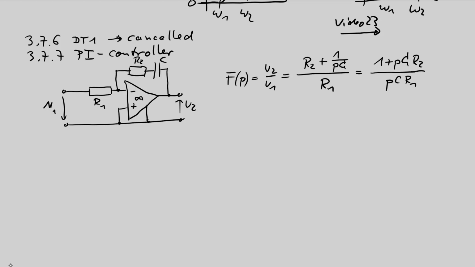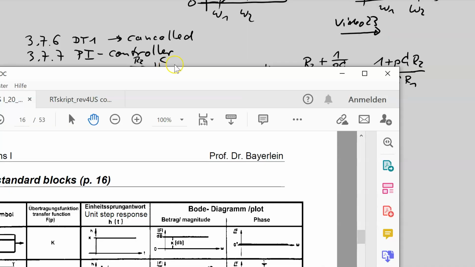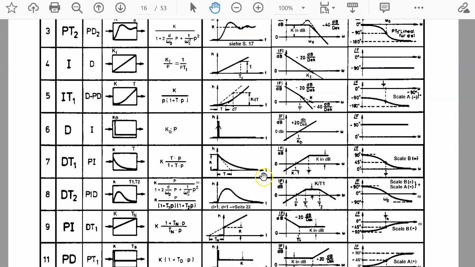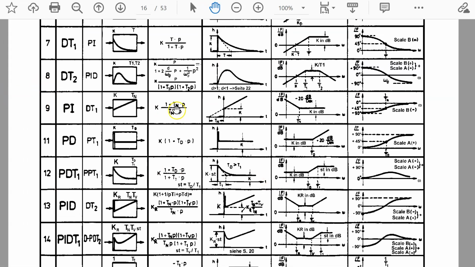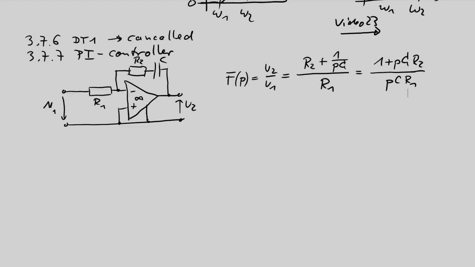If we look into page 16 of my workbook, on the PI page, the PI row, that is row number 9, then you see there is a slight difference in the transfer function. You see numerator and denominator time constant is the same, and here we have an additional k in this element. So this is not the normalized form.